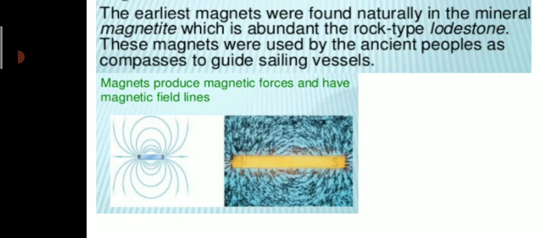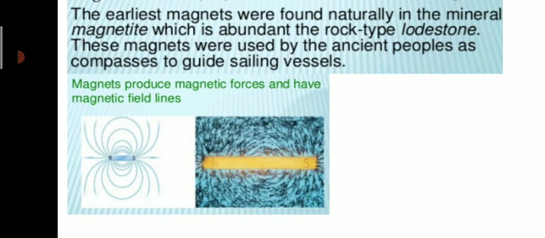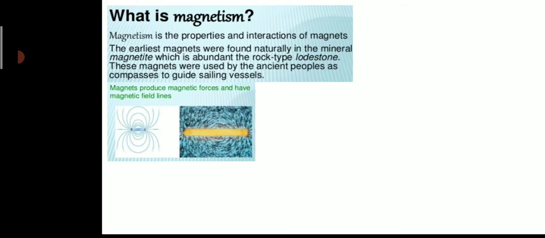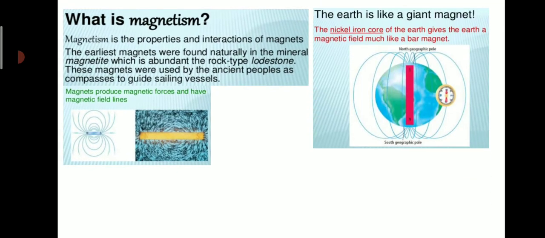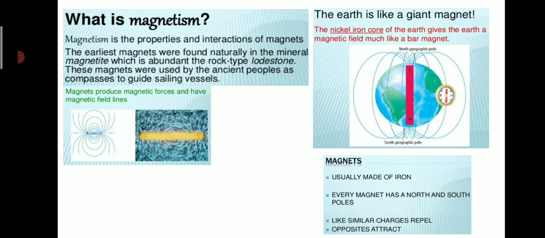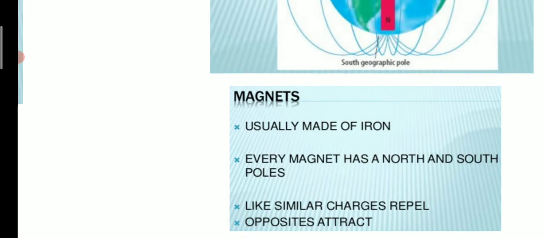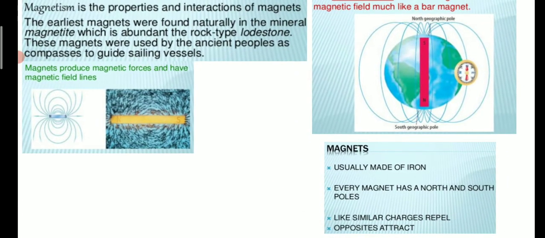Magnets produce magnetic forces and have magnetic field lines. The earth is like a giant magnet. You will have the north pole and the south pole. So magnets are usually made up of iron. Every magnet has a north and south pole. Like poles repel and opposite poles attract.